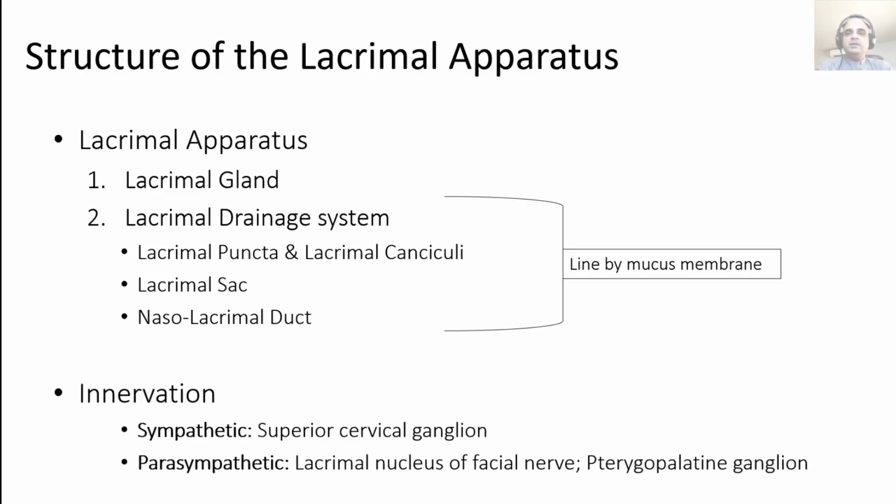The sympathetic innervation is through the superior cervical ganglion, and the parasympathetic innervation is through the lacrimal nucleus of the facial nerve through the pterygopalatine ganglion. Parasympathetic activity increases secretions, while sympathetic activity decreases secretions within the drainage system as well as the lacrimal gland.